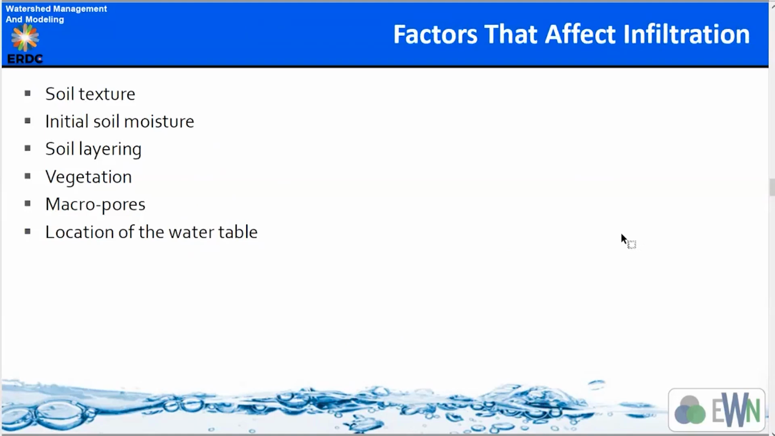Factors that affect infiltration are the soil texture, the initial soil moisture, soil layering, the vegetation on top of the soil, macropores, and the location of the water table.